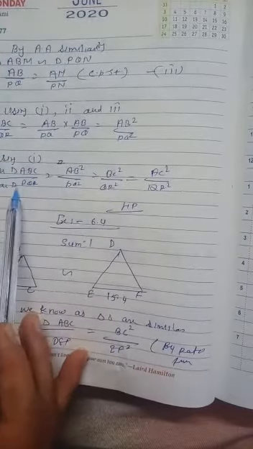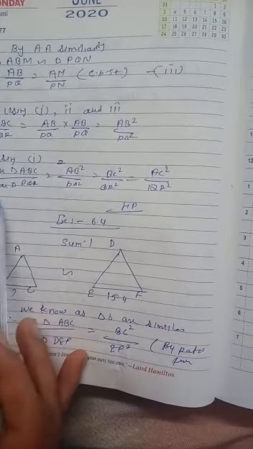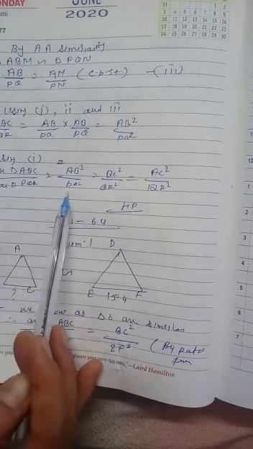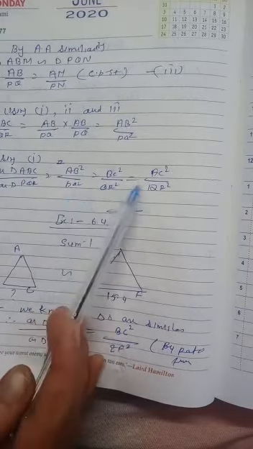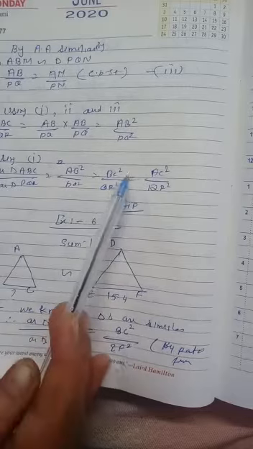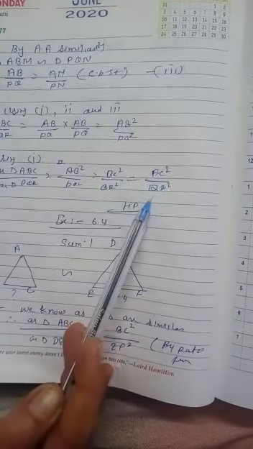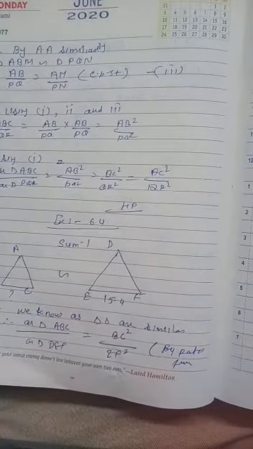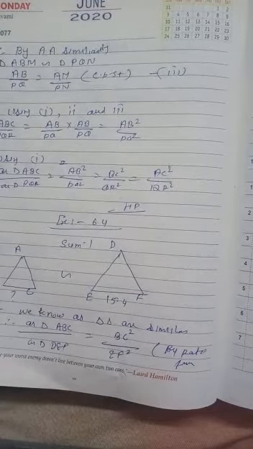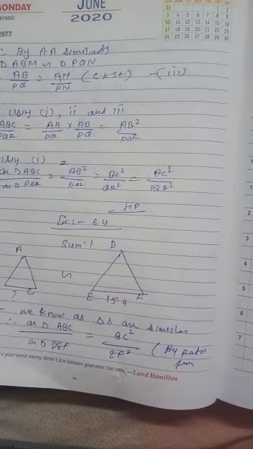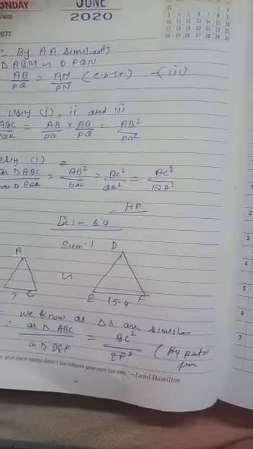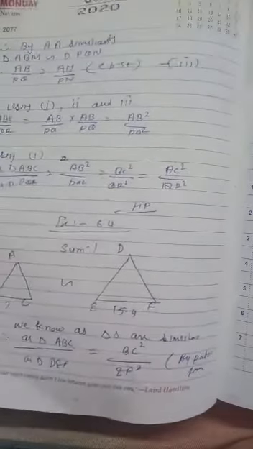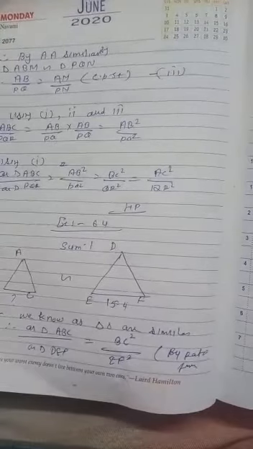You can say area of triangle ABC upon area of triangle PQR is equal to AB square upon PQ square is equal to BC square upon QR square is equal to AC square upon PR square. Okay, I think the theorem is clear to you. Again going to explain, listen carefully. First, this theorem is important, and this theorem is only a little bit tough. Otherwise the rest three are very easy.